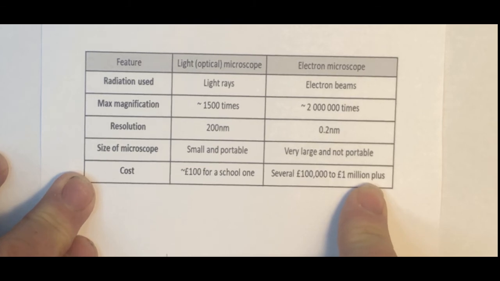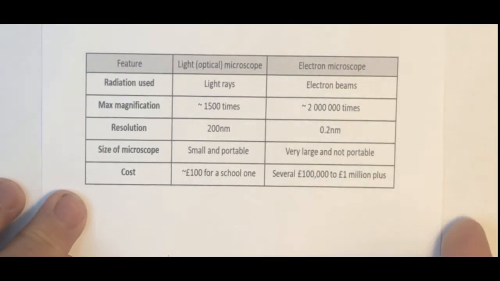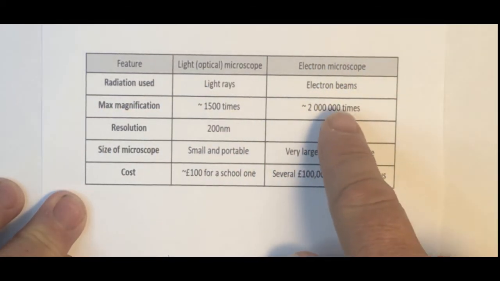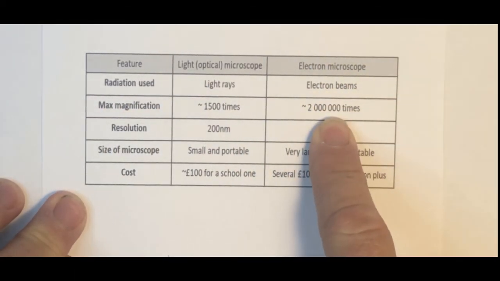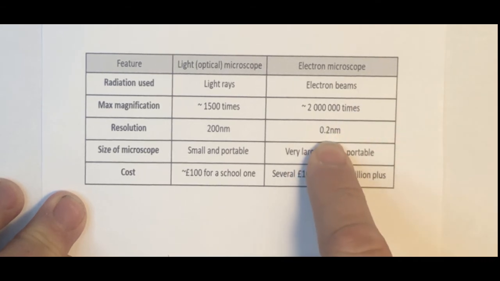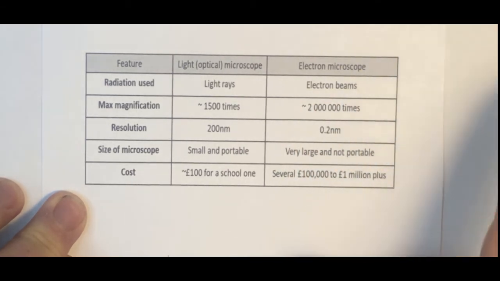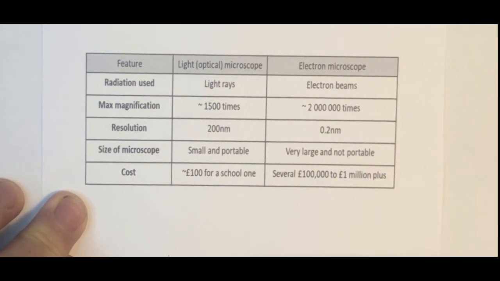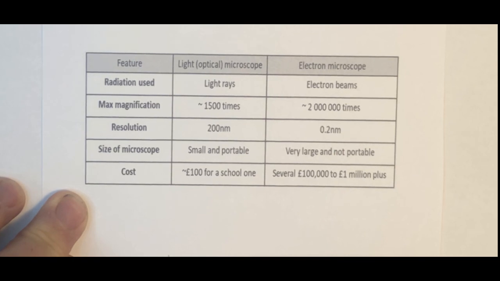Now, that is a typical question that they might ask about light and electron microscopes, which is to compare them. They may also ask the advantages and disadvantages. The advantages of an electron microscope are that its magnification is considerably higher and the resolution is considerably smaller. But the disadvantages are that they are very large, not portable, and cost a huge amount of money. That's an additional question that could be asked to do with a light and electron microscope.